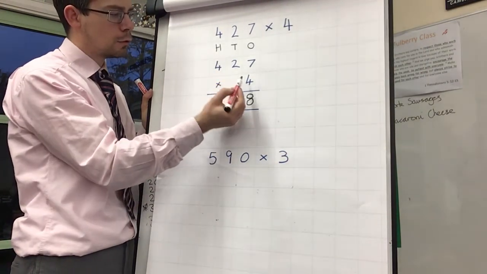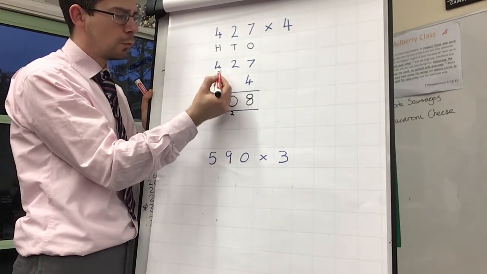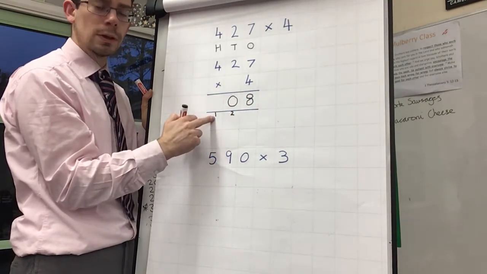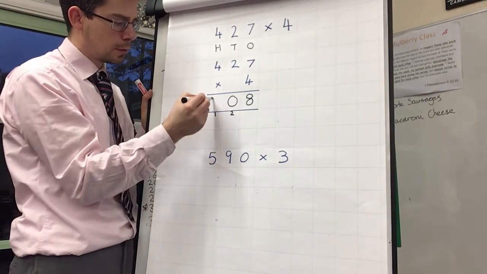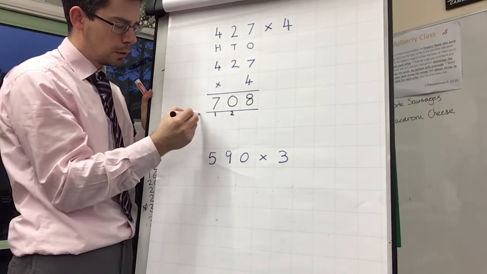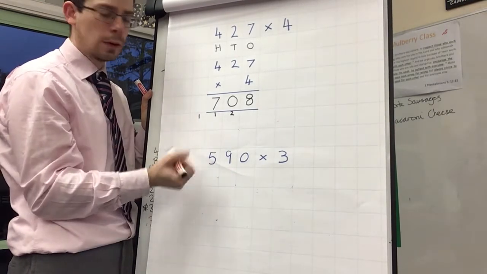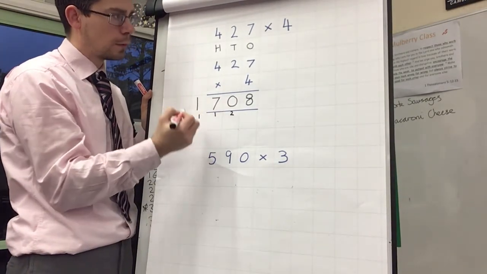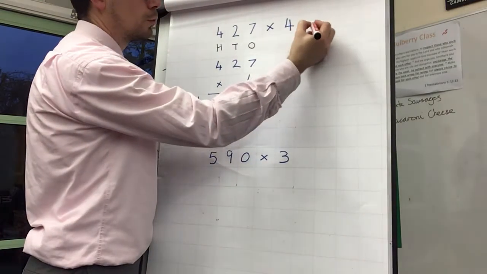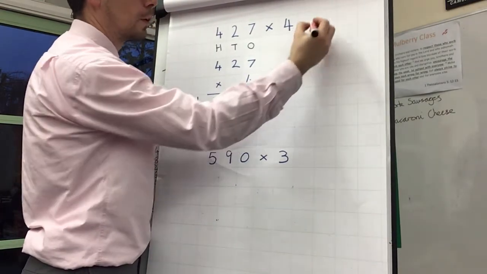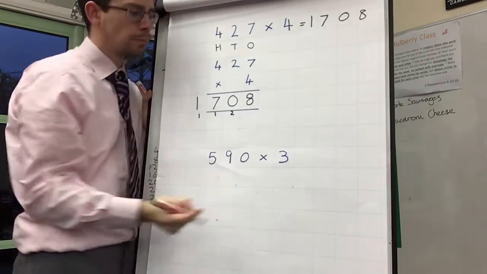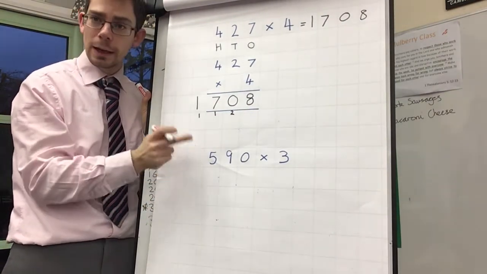Now I'm into my hundreds. 4 times 400, 400 times 4 is 1600. Add 1 more, 17 hundreds. So the 7 goes in the hundreds column. The extra 1 will come along here. There's nothing else to multiply by, so I put in my answer. So 427 times 4 is 1708.